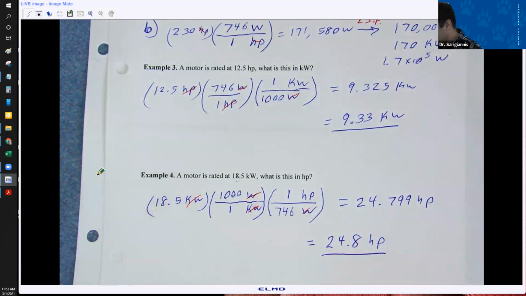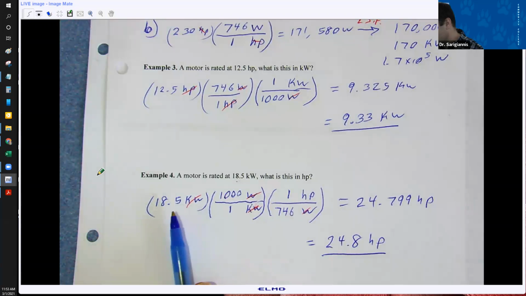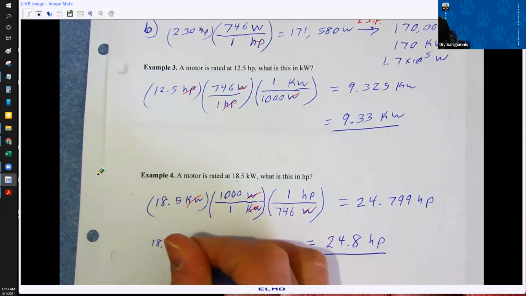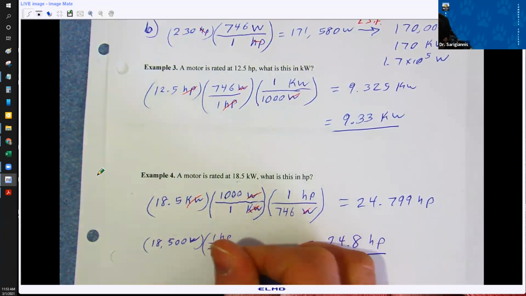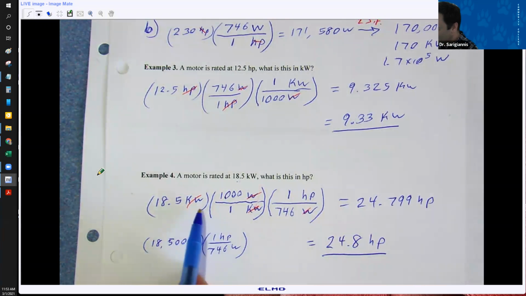So I don't know, did that explain it or not? Yeah, it's just showing it. So all I'm doing is, and you could have done this in your head, you could have said this is 18,500 watts, or you could have done it down here, right? 18,500 watts times the 1 horsepower over the 746 watts, right? That's all this is doing. This is the first step, converting the 18.5 kilowatts to watts. And then the second step is doing the conversion to horsepower.